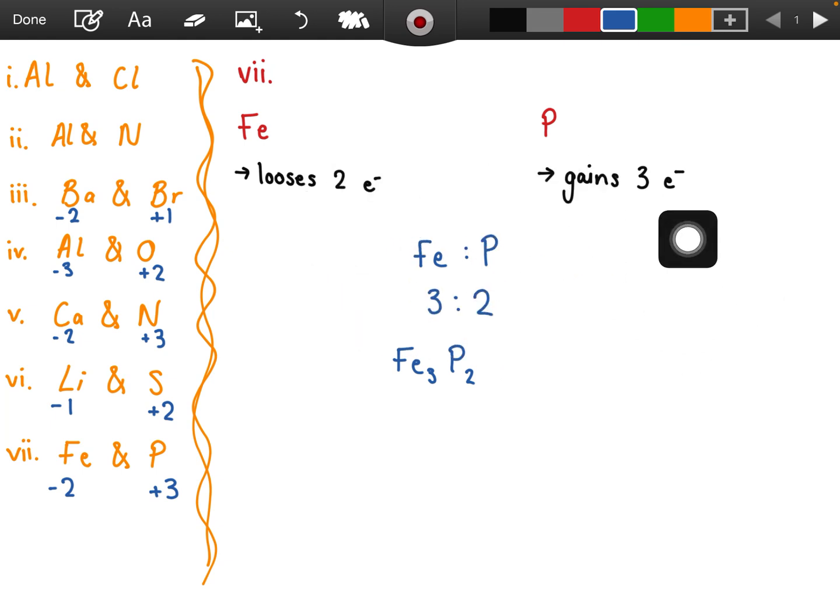Now I'll give you a little hint as to how we come up with these numbers and the ratios. We're always looking for the lowest common multiple, almost the lowest common denominator, of these two numbers. In an example where I have 1 and 2, my lowest common multiple of 1 and 2 is 2. Here my lowest common multiple of 2 and 3 was 6. So they multiplied to give me 6. Here my lowest common multiple again is 6.